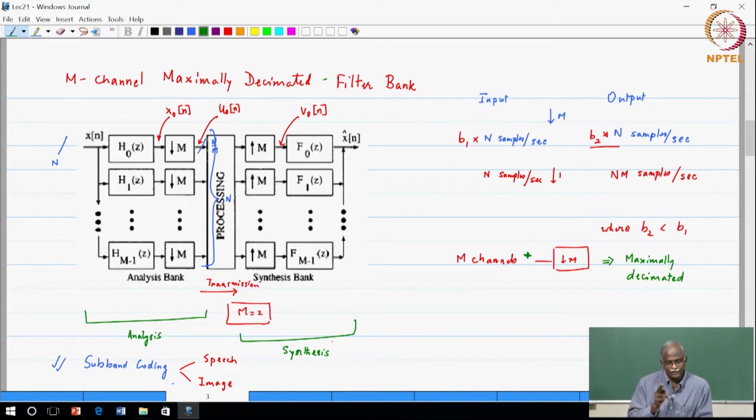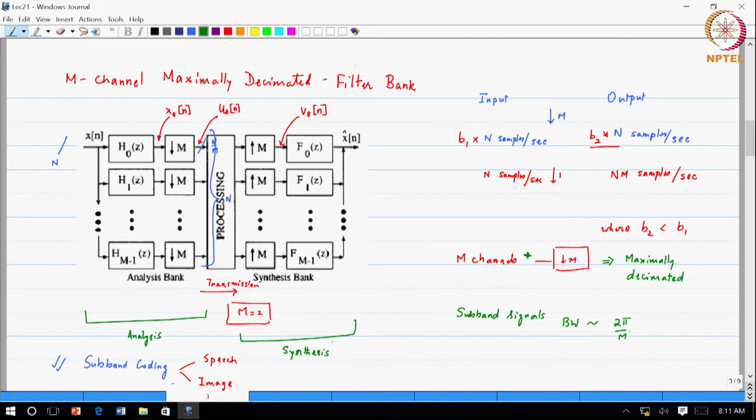The second point is, once you have fixed your downsampling by a factor of M, what can you tell me about the spectrum of the signals going into the downsampler? It has to be around 2 pi over M, because if it is much larger than 2 pi over M, you are going to have significant problems with aliasing. So, that is also constrained. So, your subband signals, the bandwidth, should be of the order of 2 pi over M. That again is sort of linked to it.